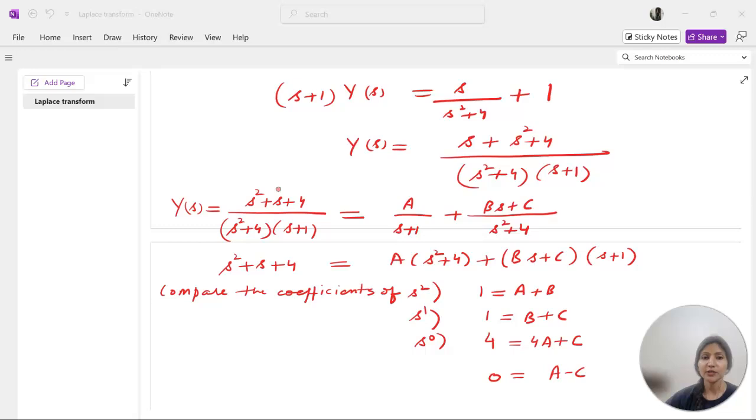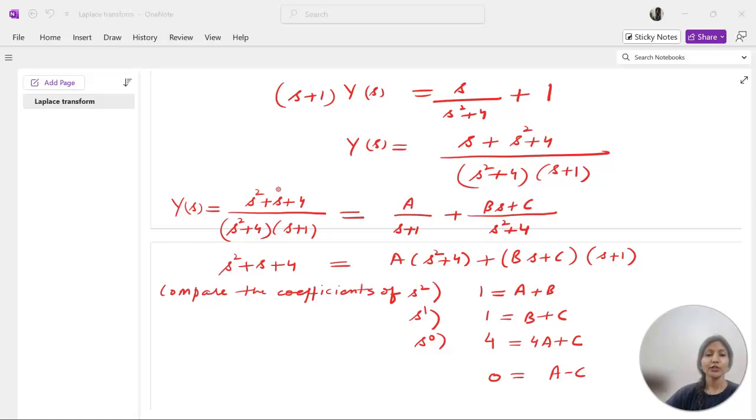Here the LCM is going to be s plus 1 into s square plus 4, and the numerator changes to A into s square plus 4 plus Bs plus C into s plus 1. The denominators on both sides get cancelled and we get this expression. Now the aim is to calculate capital A, B and capital C.